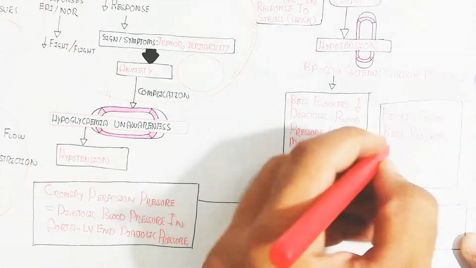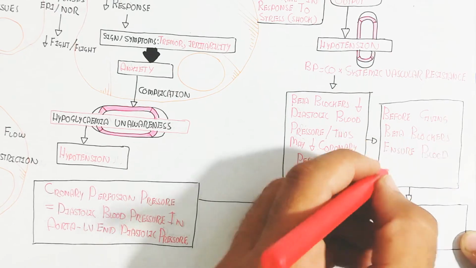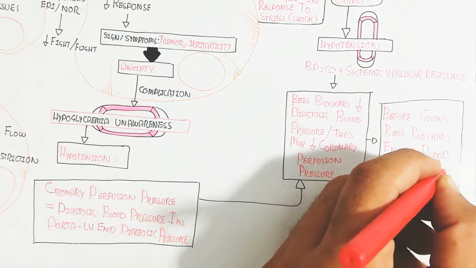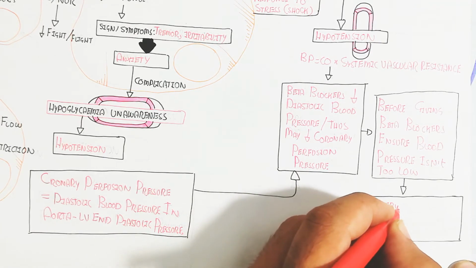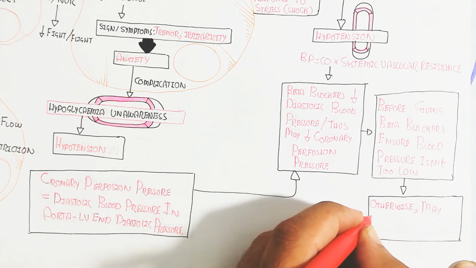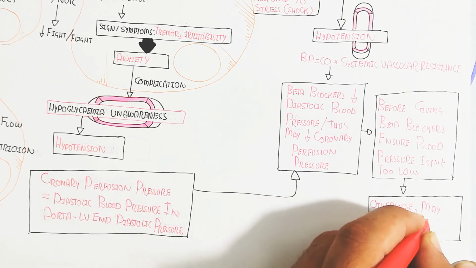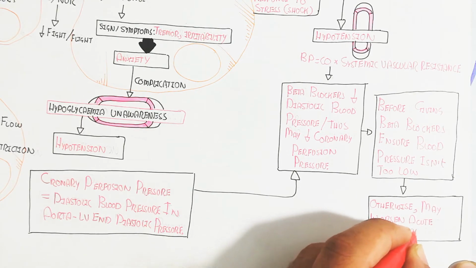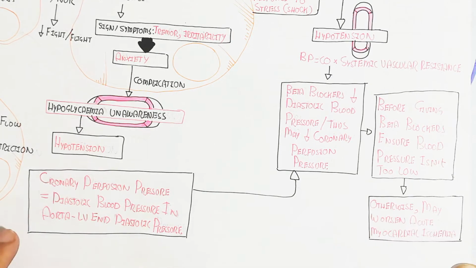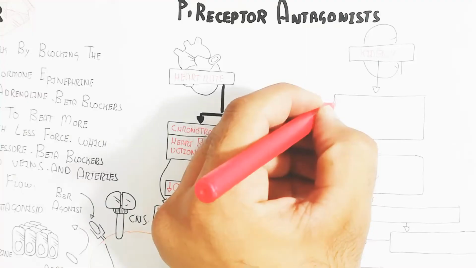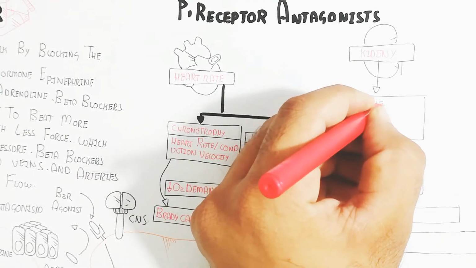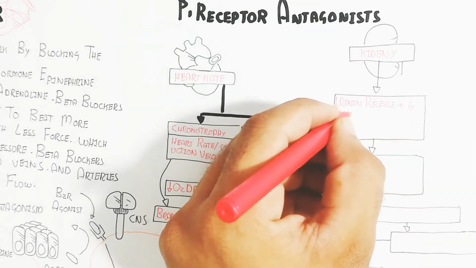So directly before giving the beta blockers, ensure the blood pressure isn't too low. We can check, and after that we can provide the beta blockers, because they decrease the diastolic blood pressure and thus may decrease the coronary perfusion pressure. Otherwise, it may worsen acute myocardial ischemia.